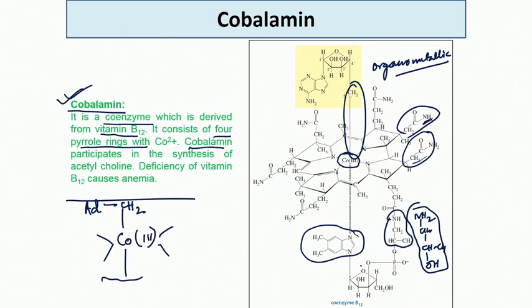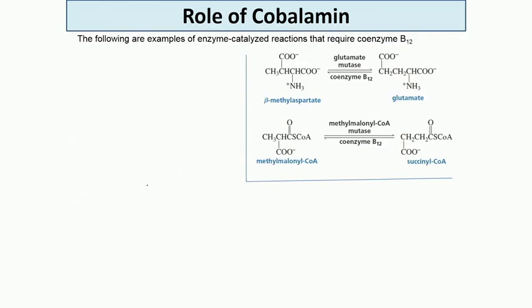And then cobalamin participates in the synthesis of acetylcholine, that is very important. Acetylcholine is another neurotransmitter. We talked about some neurotransmitters in some of the sessions on PLP dependent enzymes. Deficiency of vitamin B12 causes anemia. Okay. So, let us see what type of reaction it catalyzes. I just pointed out two reactions here.